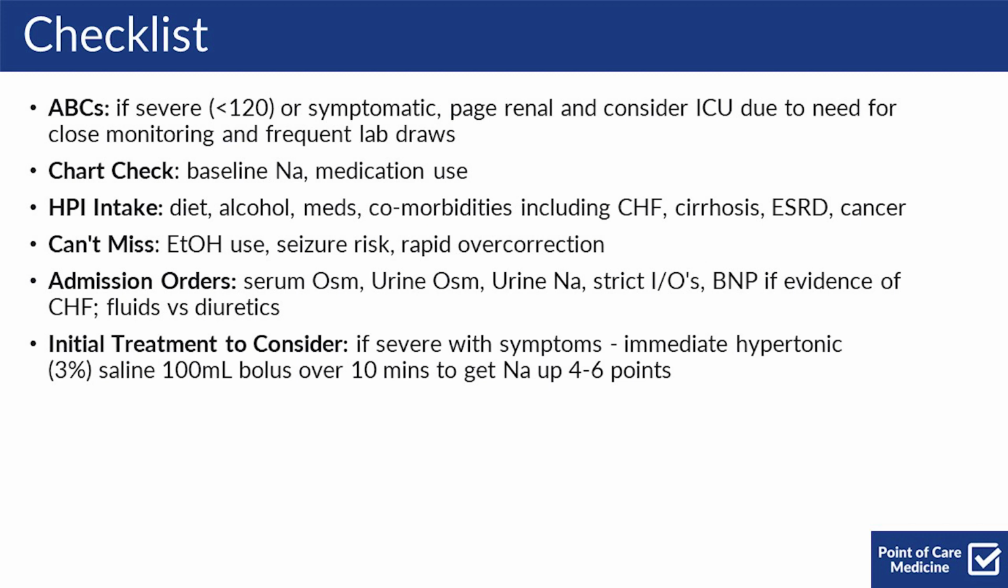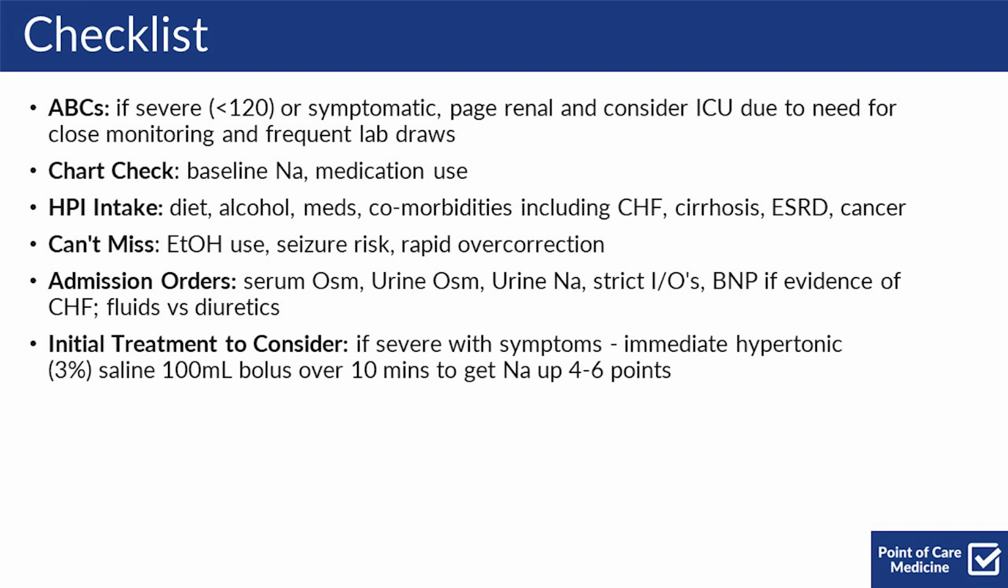For your HPI intake, think about their diet, alcohol use, meds that they use, other comorbidities that are known, such as CHF, cirrhosis, end-stage renal disease, or cancer. Things that you can't miss are asking them about their alcohol use, whether they've had seizures before and their seizure risk, and you don't want to rapidly overcorrect.